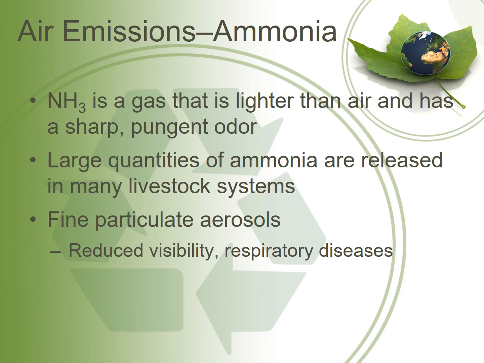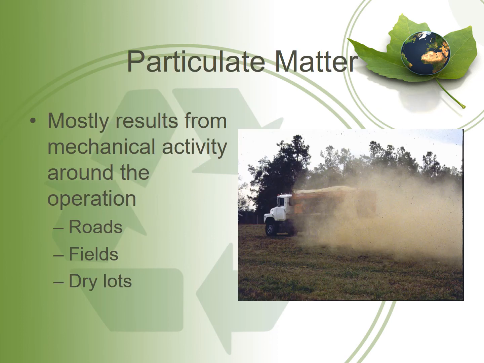When we're talking about air emissions, ammonia is a problem. It's a gas that is lighter than air and has a sharp, pungent odor. Large quantities of ammonia are released in livestock systems, and it can lead to reduced visibility in the barn if it's really bad, but also a lot of respiratory diseases. And then when we're talking about farms in general, particulate matter in the air can be a problem. It usually results from any type of mechanical activity. So if people are driving down roads, working in the fields or working in the dry lots, it can cause a lot of dust to stir up into the air.